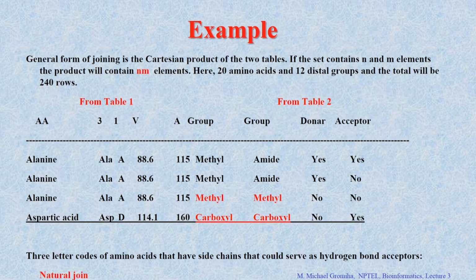If you do a natural join of table 1 and table 2, with n elements in table 1 and m elements in table 2, we get the product, n times m elements. So here, 20 amino acids and 12 distal groups, so totally around 240 rows. For example, alanine: this is the 3-letter code, this is the 1-letter code, this is the volume. You can see the group, and this is from table 1 and this is from table 2. You merge these two and you will get the information, fine.